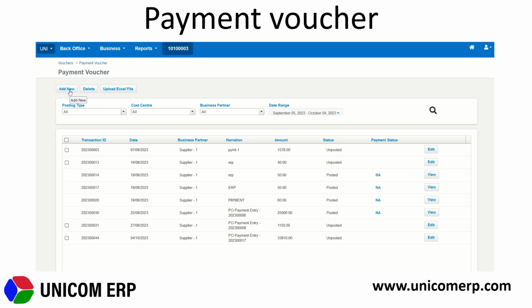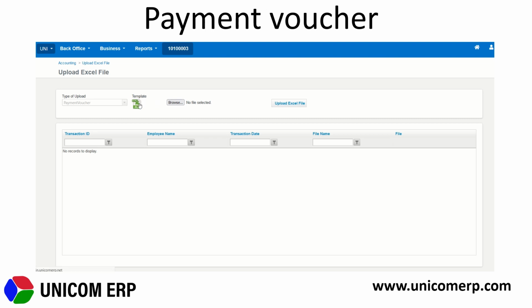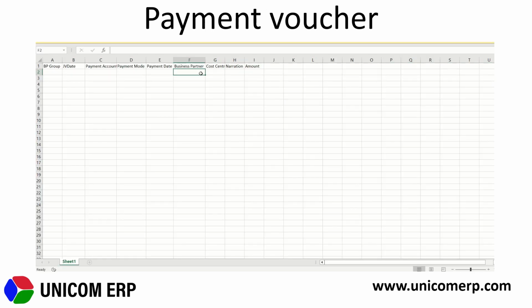On this screen, you have several options: Add New, Delete, or Upload Excel file. To edit an existing payment voucher, click on the Edit icon on the corresponding row. To upload multiple payment vouchers from an Excel file, click on the Upload Excel file option. It opens a new screen where you can download a template Excel file with the required fields for the upload. The fields are BP Group, JV Date, Payment Account, Payment Mode, Payment Date, Business Partner, Cost Center, Narration, and Amount.